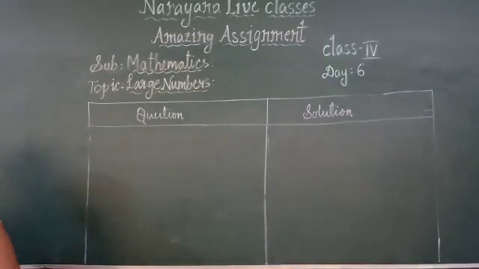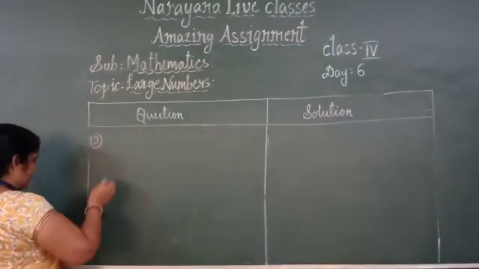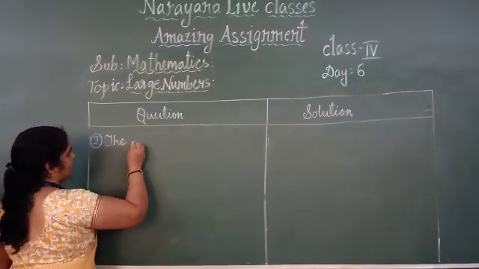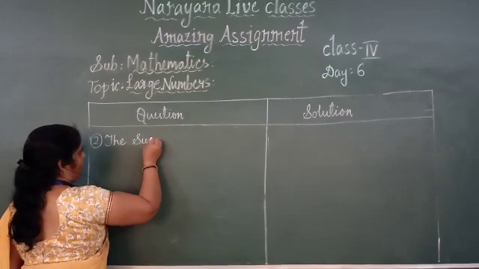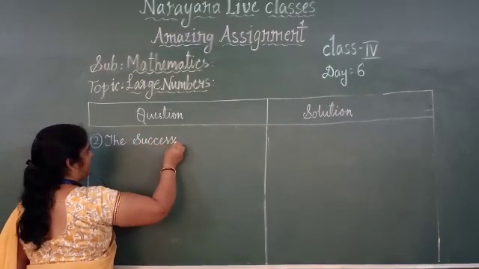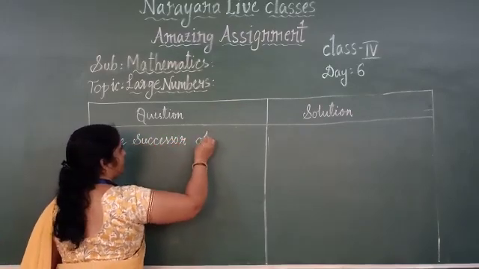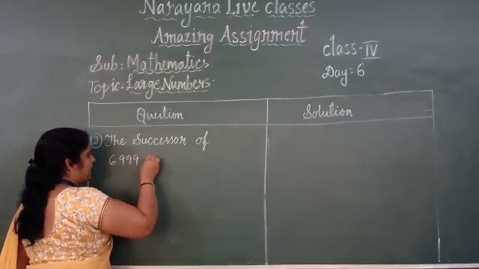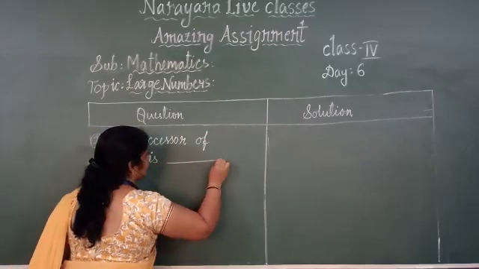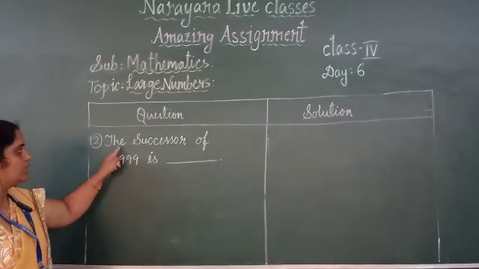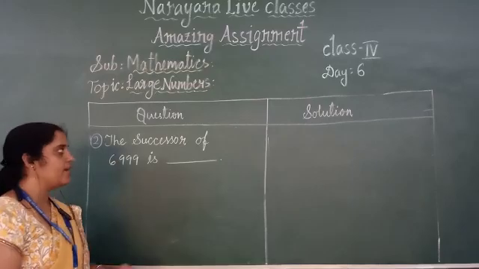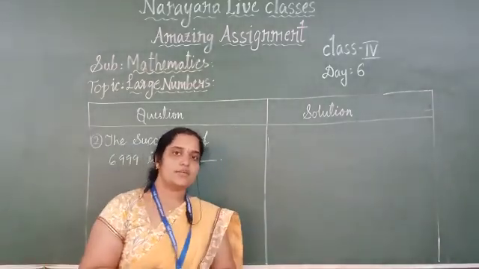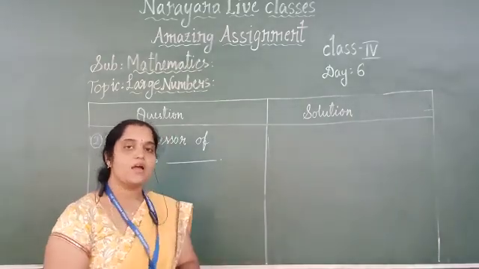So what is the second question? The second question is: the successor of 6999 is dash. Yes, children, you learned in the third standard about the successor and the predecessor.